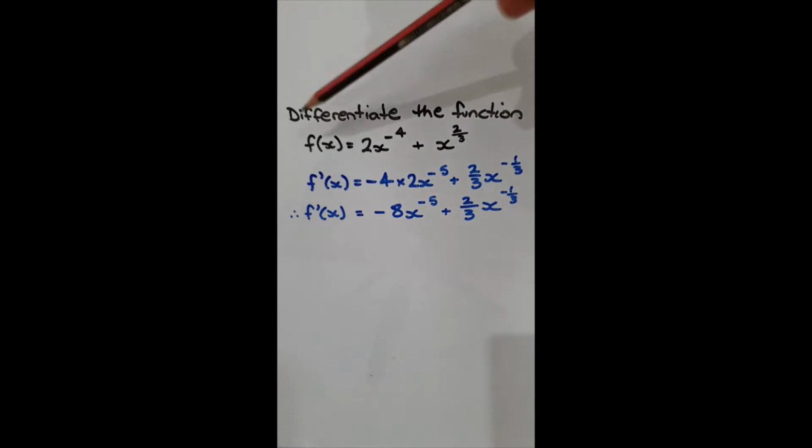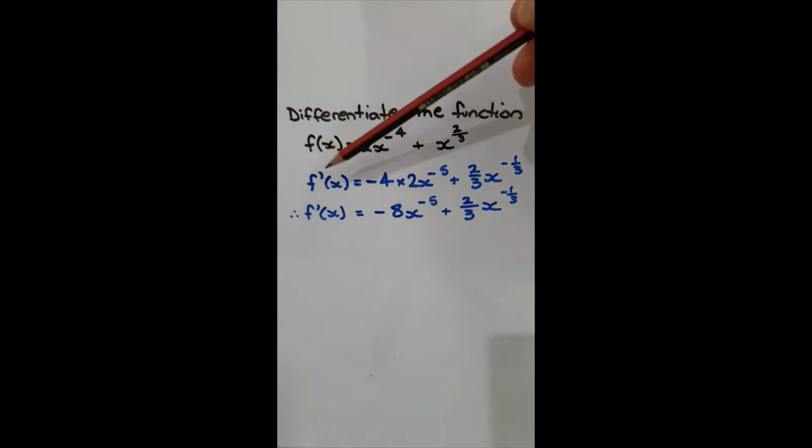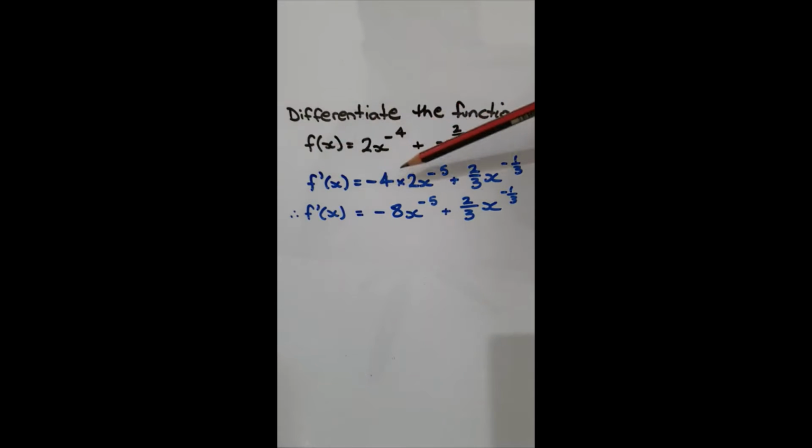Differentiate the function f of x equals 2x to the power of negative 4 plus x to the power of 2/3. Now, the rules of differentiation apply to negative indices as well as fractional indices. So f dash of x is equal to negative 4 times 2x to the power of negative 5. So the negative 4 becomes a multiplying factor, and the old power is reduced by 1.